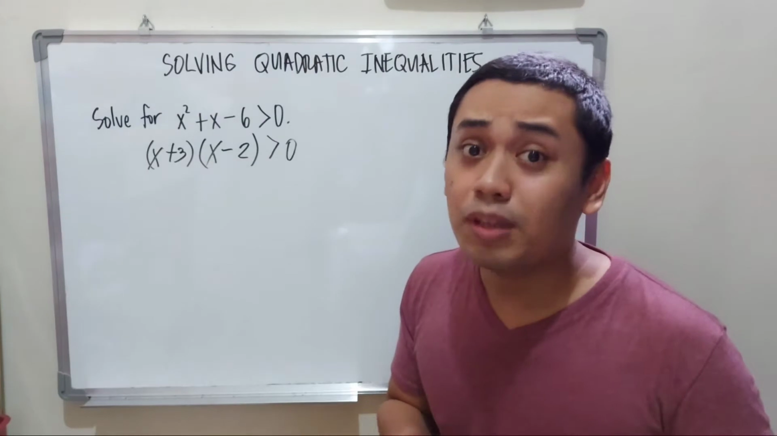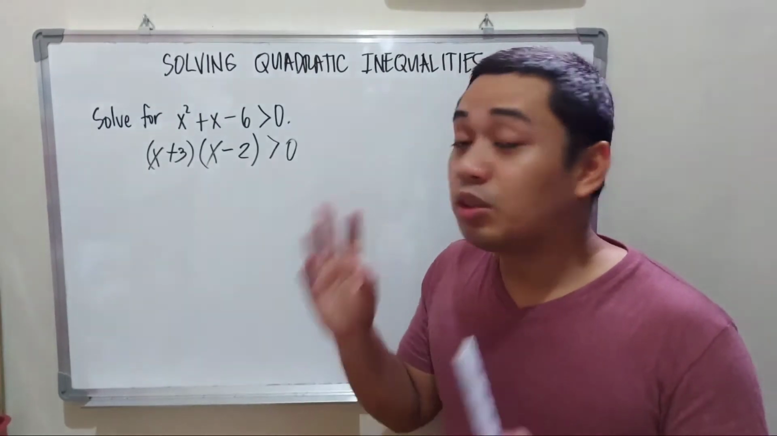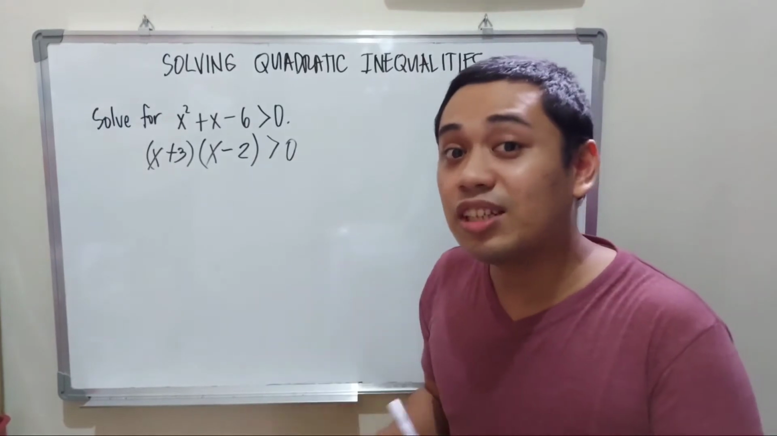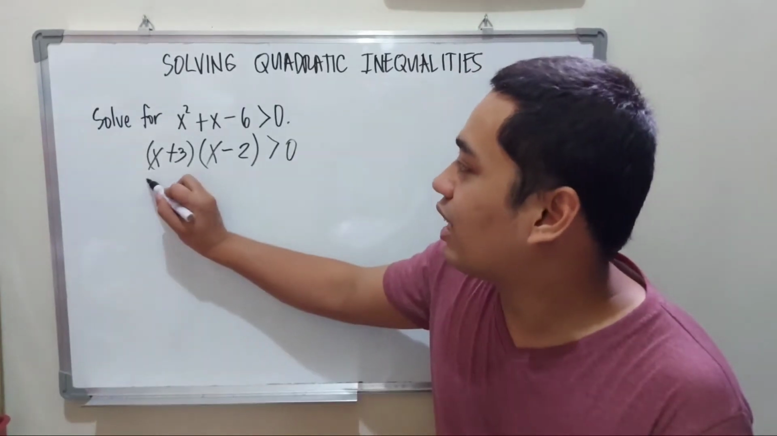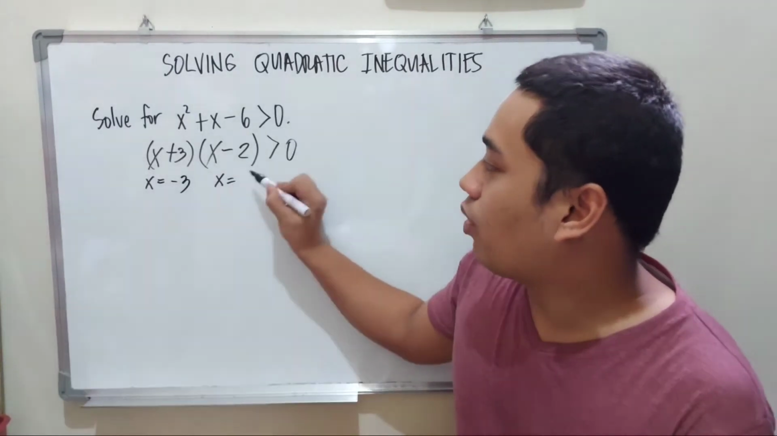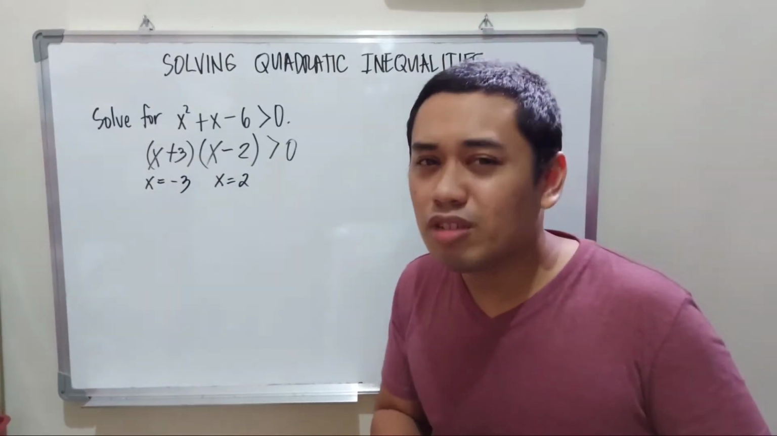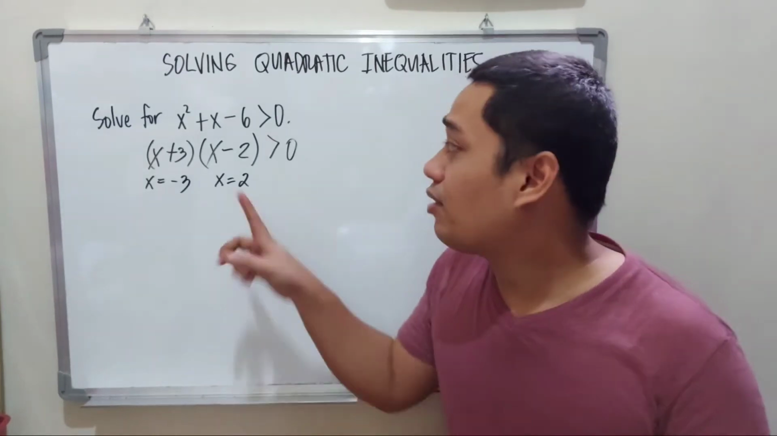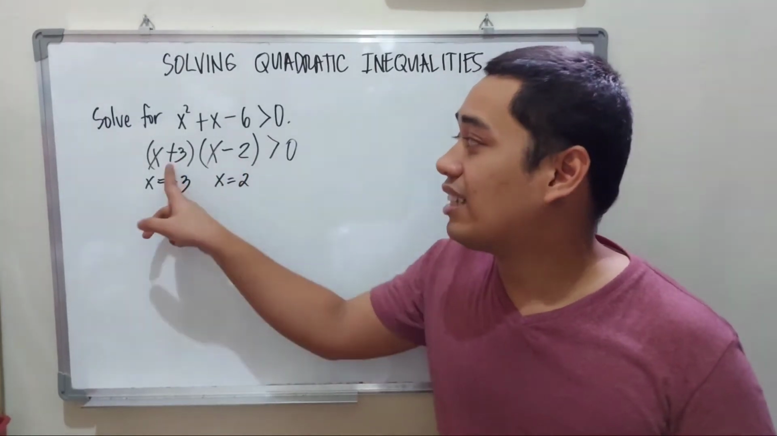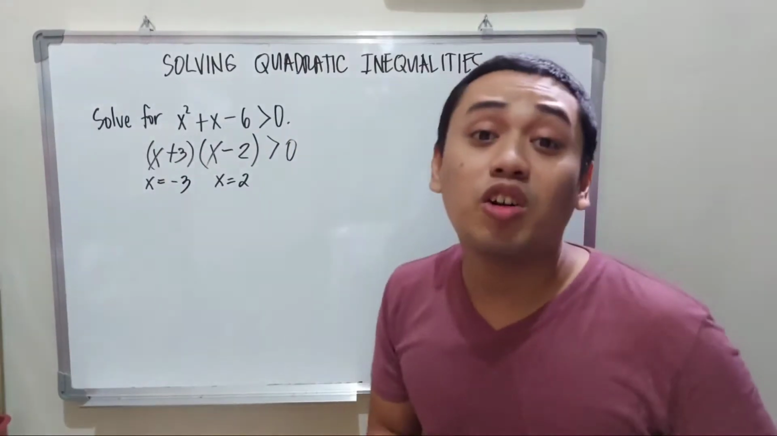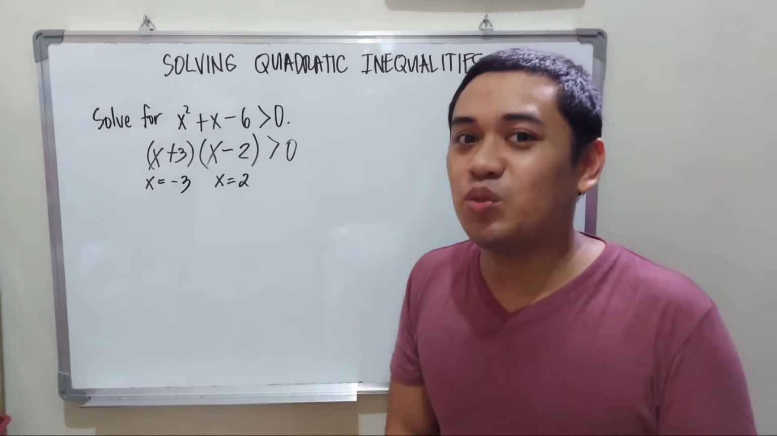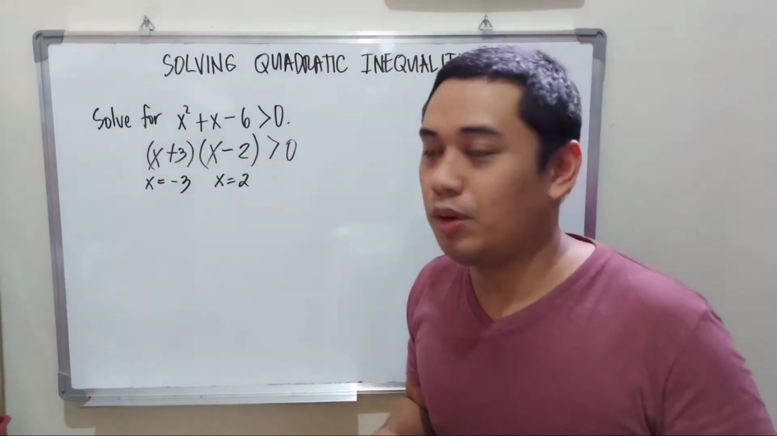The second step that we need to follow is to get the zeros for these factors. Equating it to 0, dapat magkaroon ka ng x is equal to negative 3 and x is equal to 2. Equate mo lang siya sa 0 or isipin mo lang yung values na magpapanullify sa negative 2 at sa positive 3. Now, on this next part, may introduce na yung method na gagamitin natin, which is yung sign table.